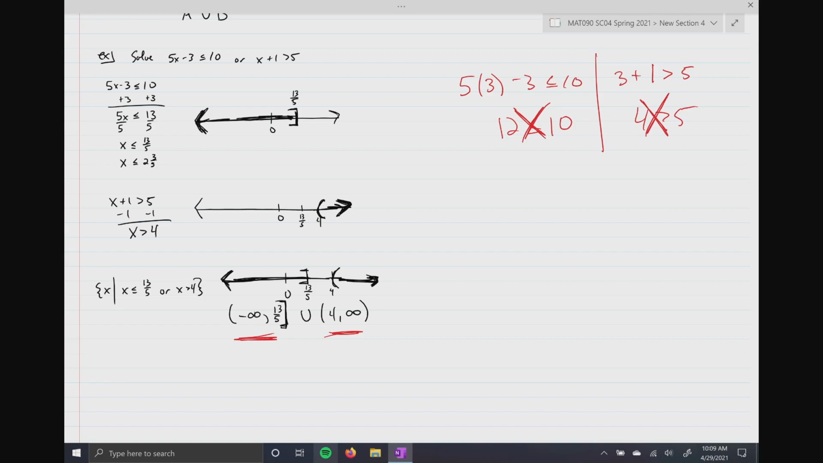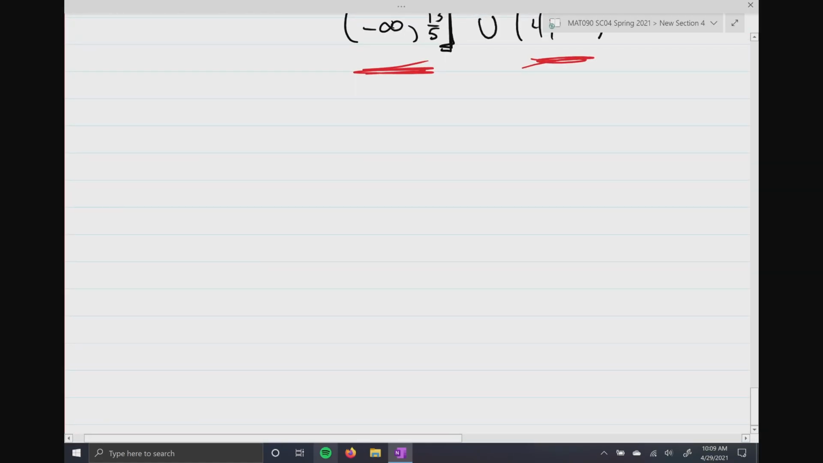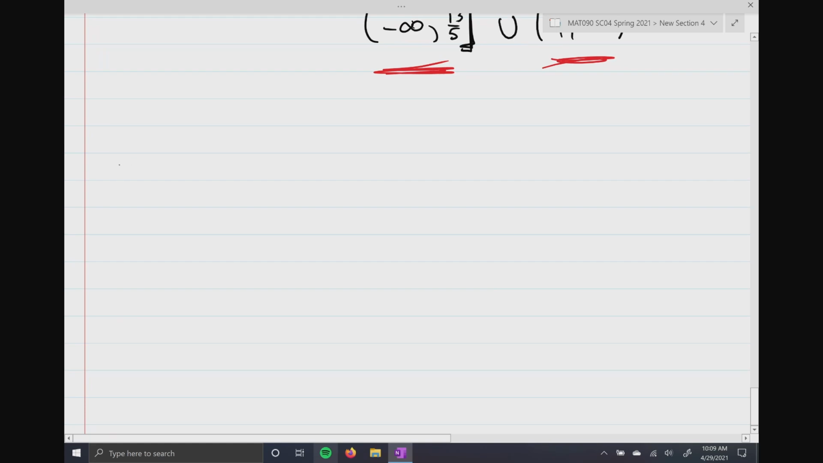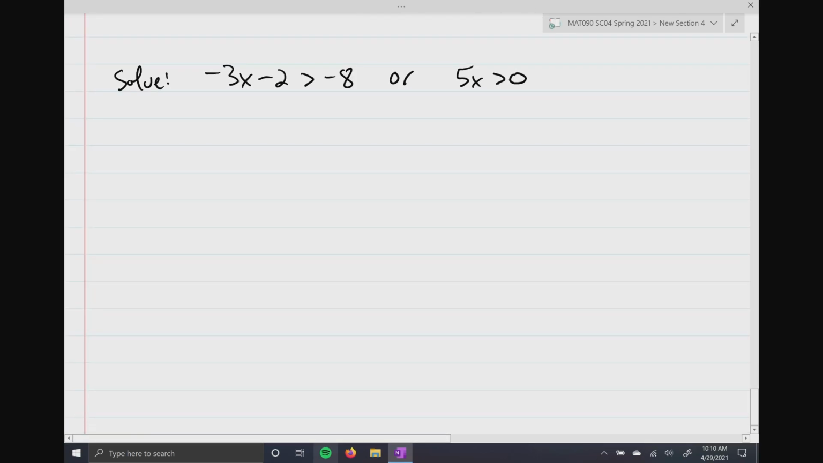All right, let's look at another example here. Another or. This one's fun, to be honest with you. Solve -3 times x minus 2 is greater than -8, or 5 is greater than 0. And we're going to write the solution set in interval notation. So that's never going to change. So let's solve the first one.